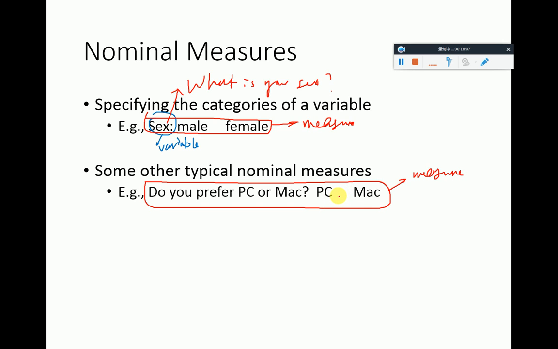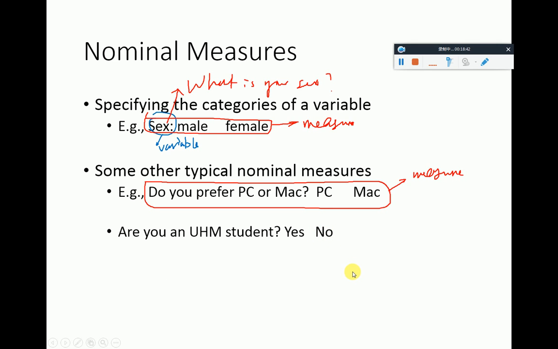They can't say, oh, I prefer PC 45% of the time, and the rest of the time I prefer Mac. There are no such choices provided in this measure, and therefore this is a nominal measure. Okay? So another question is, for example, are you a UHM student? Very easy. Yes or no. There are no middle states, right? It's not a continuum. You either choose this category or that category.